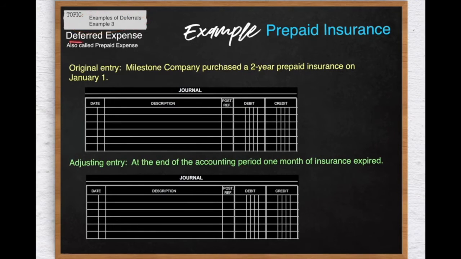Let's go over another example of a deferred expense. Again, it's also called prepaid expense. So if you see that anywhere, it's referring to a deferred expense. Here's our next example. It is prepaid insurance. So let's assume that this company, Milestone Company, purchased 2-year prepaid insurance on January 1st. Let's assume that it's liability insurance. So if anything happens to them, they're covered by insurance. And this insurance is for over 2 years. The insurance is worth $2,400. And again, it covers 2 years.